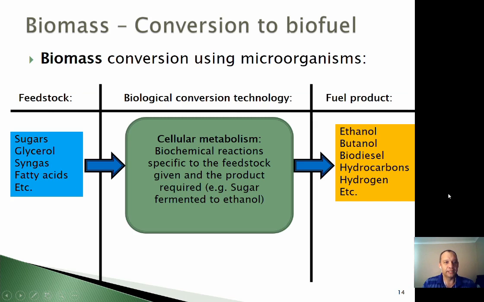So, a little bit more detail on biomass conversion using microorganisms. The feedstocks that you can use are mainly sugar, could be glycerol, and could also be, in some cases with very specific organisms, syngas or fatty acids. And then through cellular metabolism, which is the biochemical reaction specific to the feedstock, the type of organism and the type of product required, you can make a fermented product. And so we'll see that the fuels produced in this way can be ethanol or butanol, in some cases biodiesel, or even hydrocarbons, hydrogen, etc., depending on the feedstock used and which organism you use.